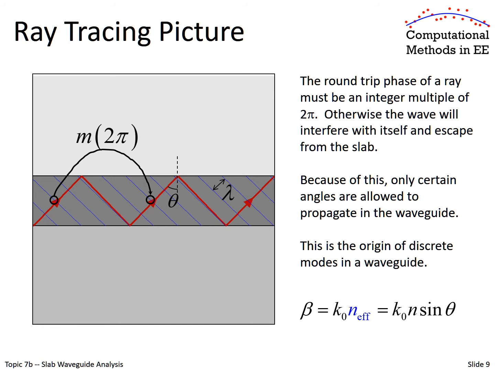And this is really the origin of having only a small set of modes that could be supported by the waveguide given a fixed frequency. So we have discrete modes, and this is the hand-waving sort of qualitative argument of why we have discrete modes in a waveguide.